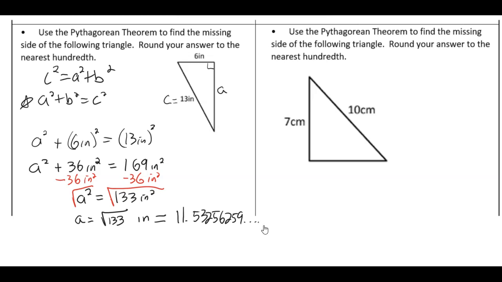If we want to round to the nearest hundredth, we take a look at the hundredths position, and we decide if that number 3 is going to stay 3 or move up to 4. Those are the only two choices. In this case, since the 2 to the right is less than 5, the 3 stays the same. So we have a approximately 11.53 inches.